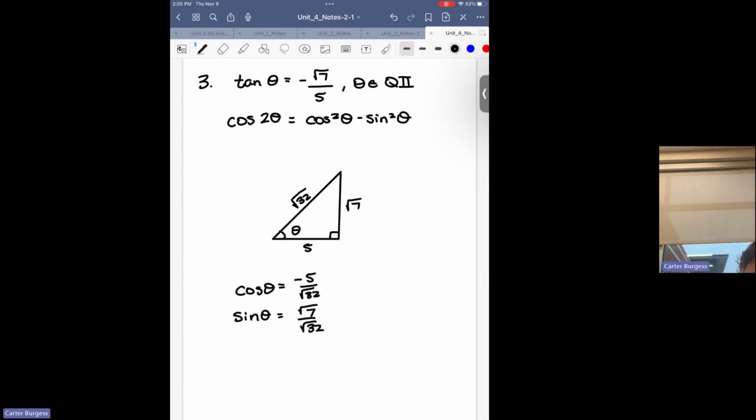And so we end up with, notice here the positive negative doesn't really matter because we're going to square it, but still kind of worth going over how we would find those. This is going to be negative 5 over root 32 squared, that's 25 over 32, minus sine squared, that's 7 over 32. I get that this is 18 over 32 or 9 over 16, simplifying it a little bit.